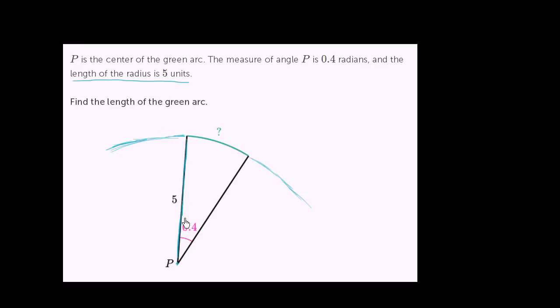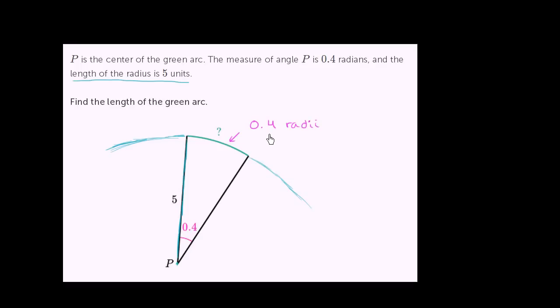Well, all we have to do is remind ourselves what a radian is. One way to think about a radian is if you look at the arc that the angle intercepts, which is this green arc, and you think about its length, the length of this green arc is going to be 0.4 radii. If this angle is 0.4 radians, that means that the arc that it intercepts is going to be 0.4 radii long. So this length we could write as 0.4 radii. Radii, or radiuses, but radii is the proper term.